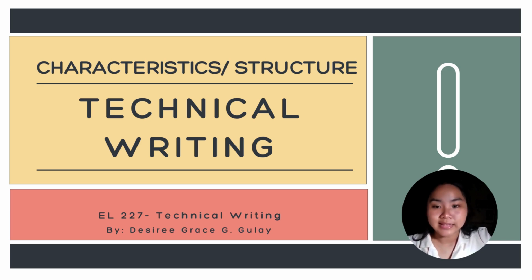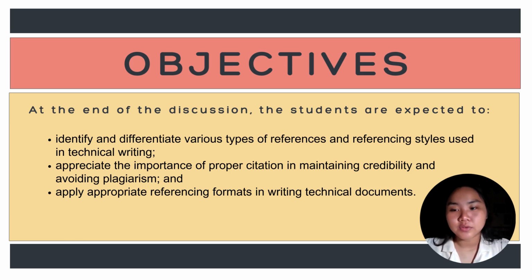So here are the objectives. At the end of the discussion, the learners or the students are expected to identify and differentiate various types of references and referencing styles used in technical writing. Second is to appreciate the importance of proper citation in maintaining credibility and avoiding plagiarism. And lastly, to apply appropriate referencing formats in writing technical documents.